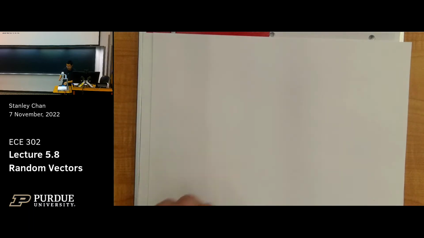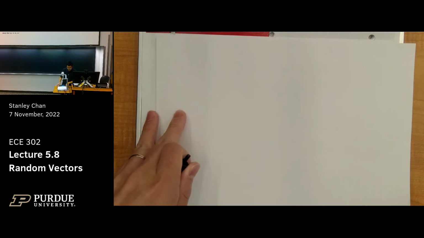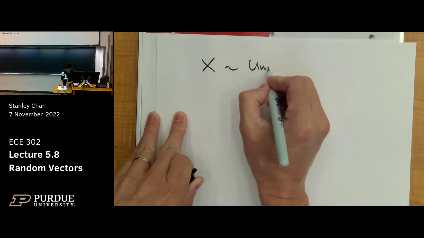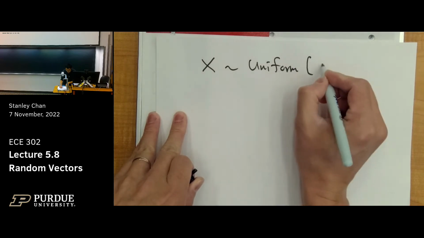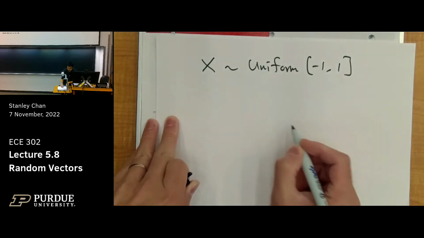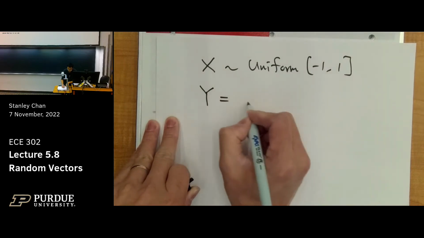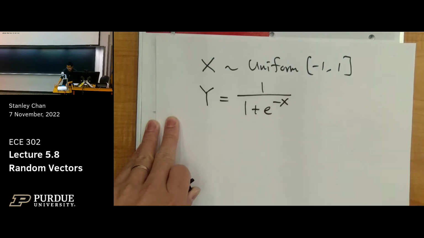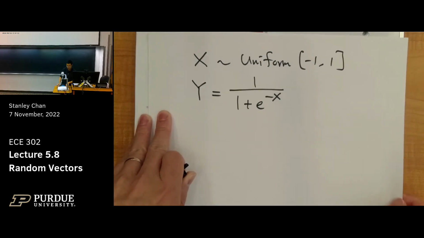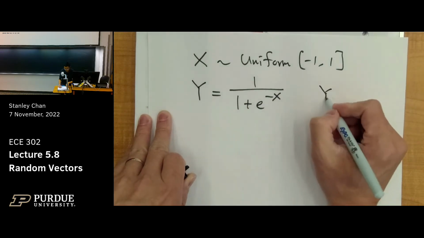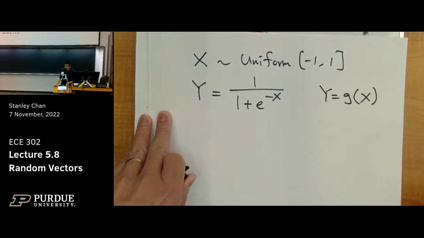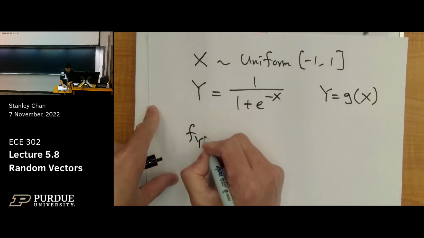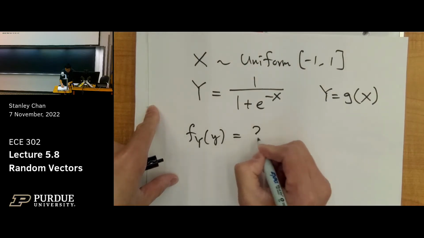The problem I asked you on Friday was that there was a random variable x, which is uniform in the range of -1 and 1. And then I defined a new random variable called y. Y is 1 over 1 plus e to the power x, minus x. Okay? Now, you don't have to worry about this. It's just that y equals g of x. Okay, some kind of g. And I asked you to find the PDF of y. That's it.